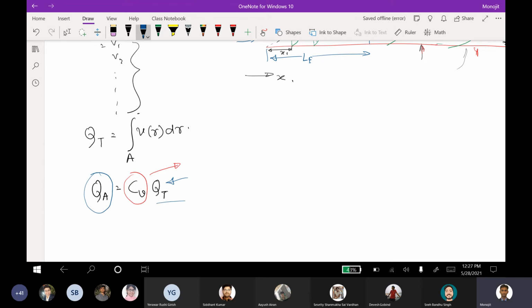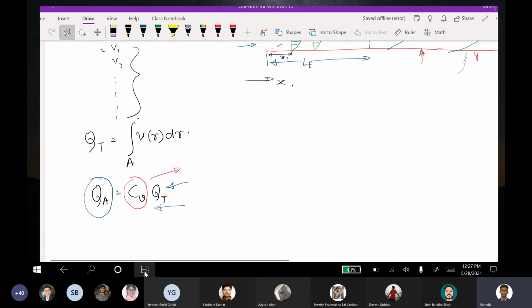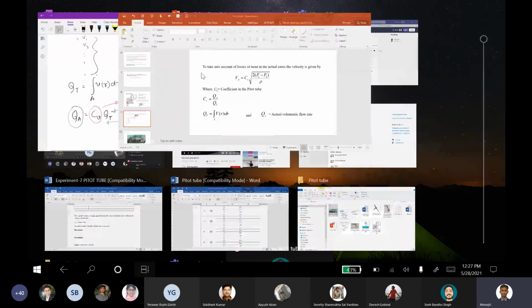This QT you can calculate, fine. How will you get this QA? We will fill any tank and see how much the tank is filled within a given time. We will get QA. That is one of the ways you can get it. But in this experiment, what we do is attach the rotameter in the section itself.